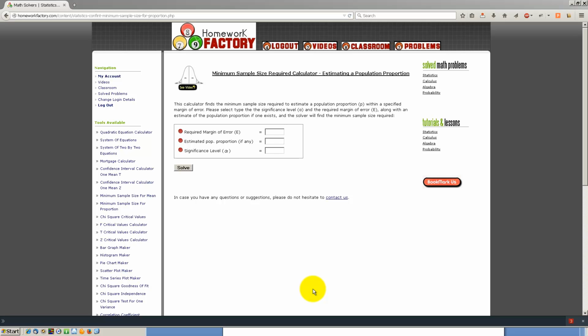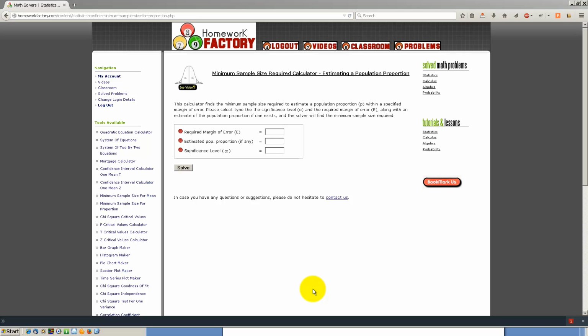Hello everyone, this is a video for a demonstration of how to use the solver that computes the minimum sample size required for estimating a population proportion. This is a common type of problem you're going to find in homeworks and assignments of all sorts from any kind of statistics course.